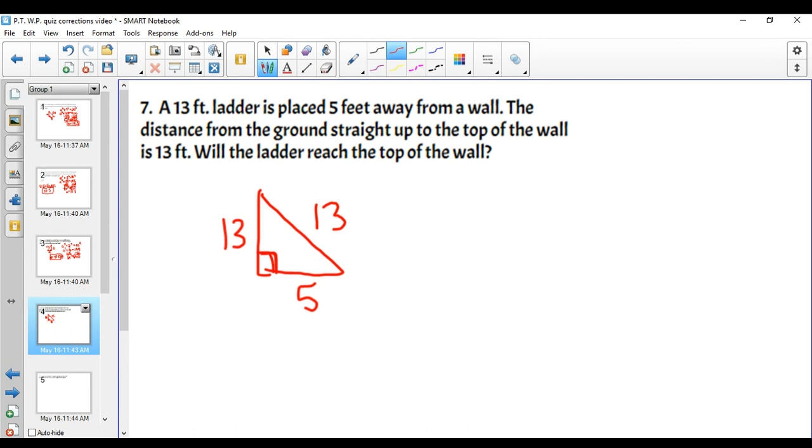Okay. So the question is, will the ladder reach the top of the wall? So basically they're asking, is this a right triangle? Would this situation work out? So we need to plug in the values to see if it's true. So if I have 5 squared plus 13 squared equals 13 squared.